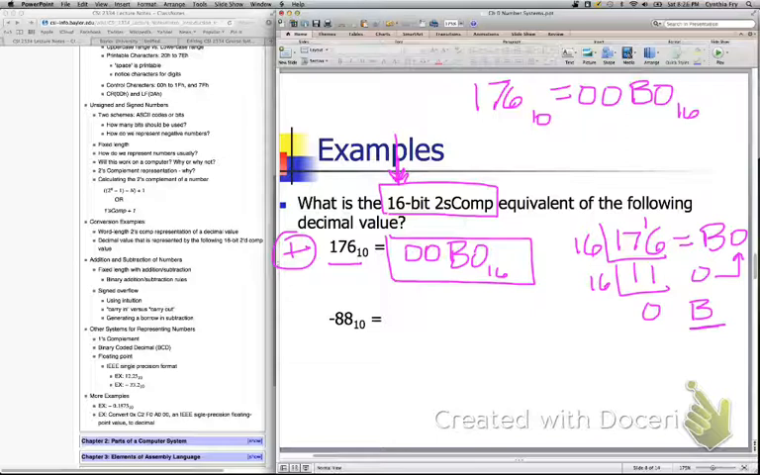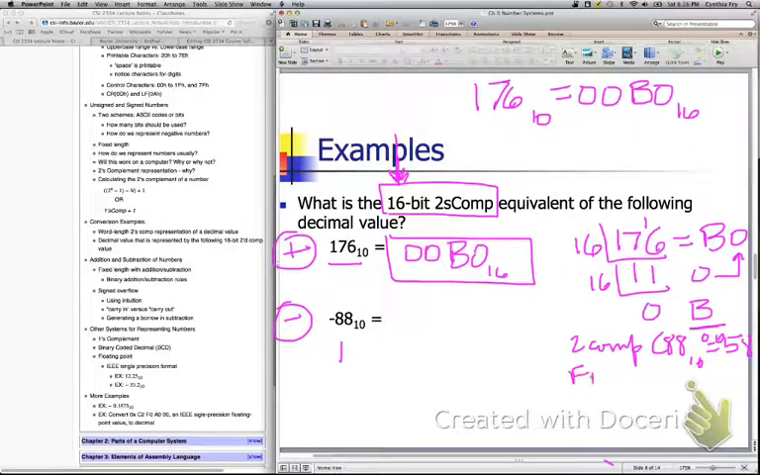When I want to determine what the 2's complement representation of a negative number is, I'm going to calculate the 2's complement of the positive magnitude, or in this case, 88. Well, first of all, 88 equals what in hex? 16 goes into 88, 5. 5 times 16 is 80 with 8 left over. But again, I want this to be a 16-bit number, so 0058. What I'm going to do is calculate the 2's complement of positive 88.